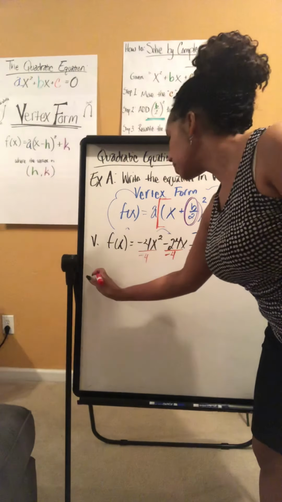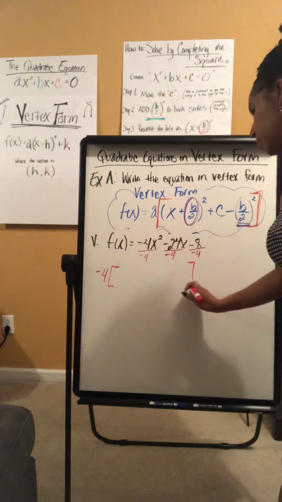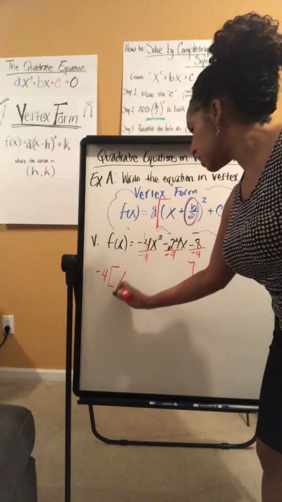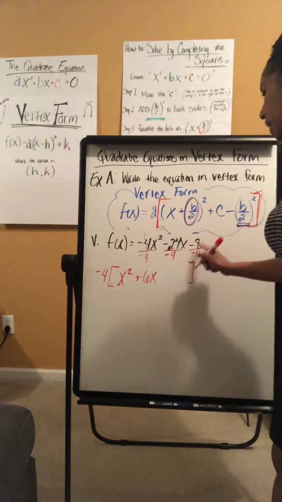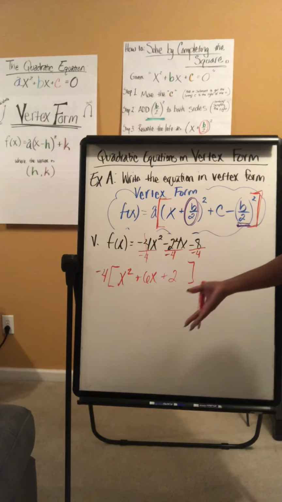So technically what you're doing is you're factoring it out. It's coming out in front. All the rest of it is still there. So what I'm left with is an x squared, that would give me a positive 6x and a positive 2. And then I would just go on about solving like I normally would.